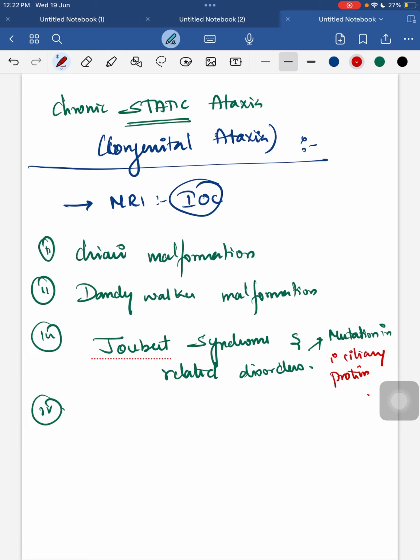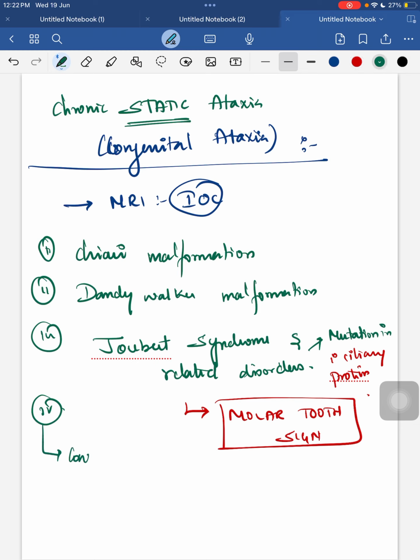Another important brain tumor is the frontal lobe tumor. Frontal lobe tumors can also cause ataxia. What is the reason? It can disrupt the association fibers, which can lead to ataxia. This is the reason why frontal lobe tumors can cause ataxia. So this is the reason for chronic progressive ataxia.